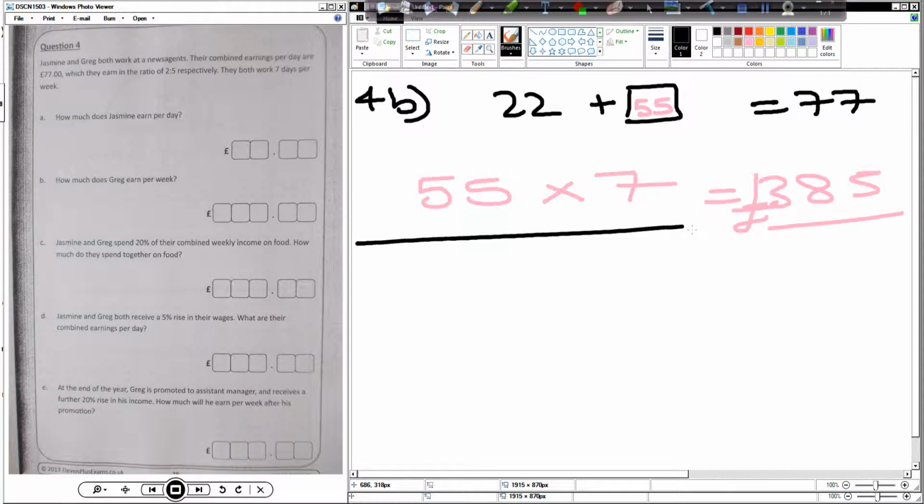Okay. Question 4B is £385. Question 4C. Jasmine and Greg spend 20% of their combined weekly income on food. How much do they spend together on food, on the combined weekly income?